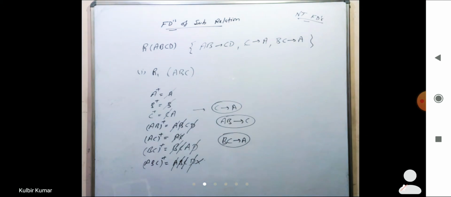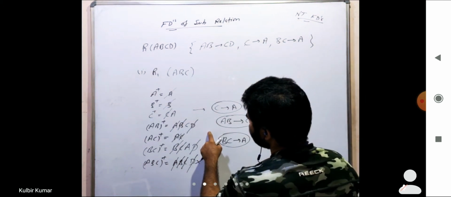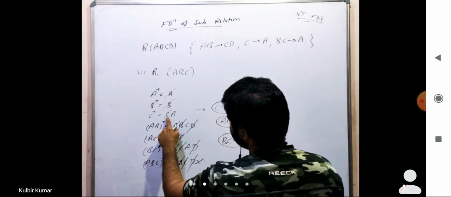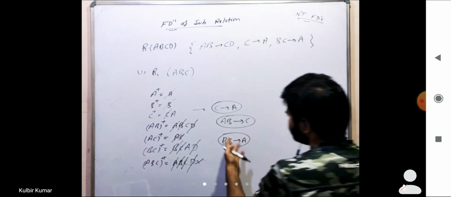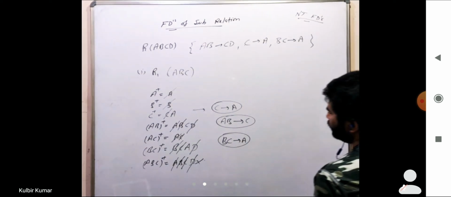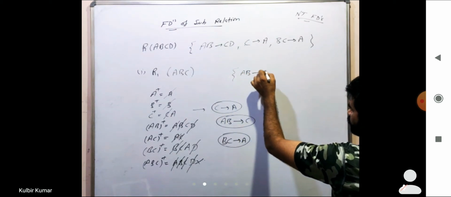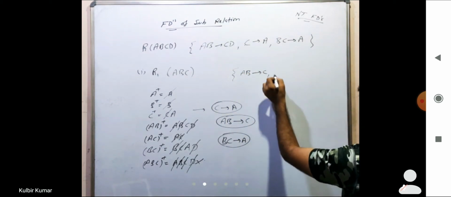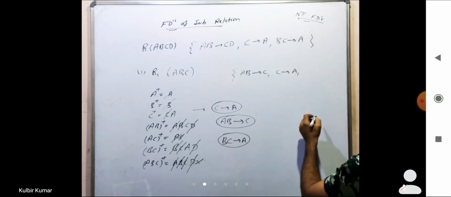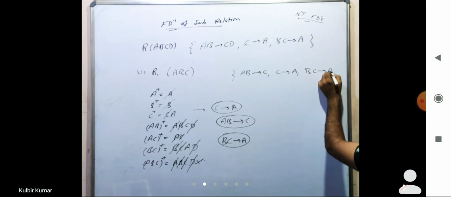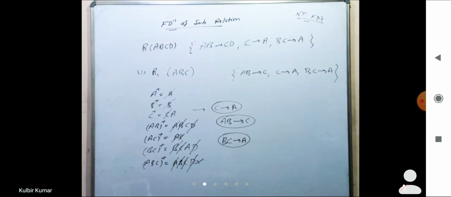Okay, is C goes to A a possible case or not? C closure means C itself, and C goes to A is possible, so we can take this one. So finally we can say these are the FDs: AB goes to C, C goes to A, and BC goes to A. Yes, so finally it is correct. So these are the three functional dependencies for the sub relation R1.